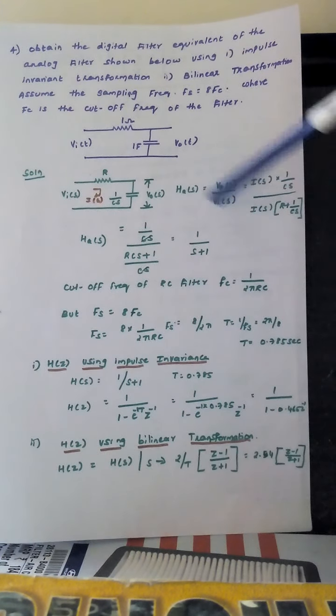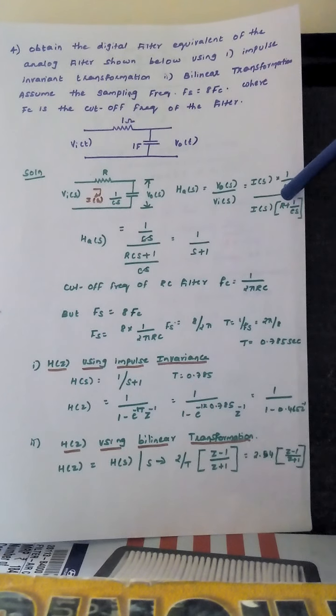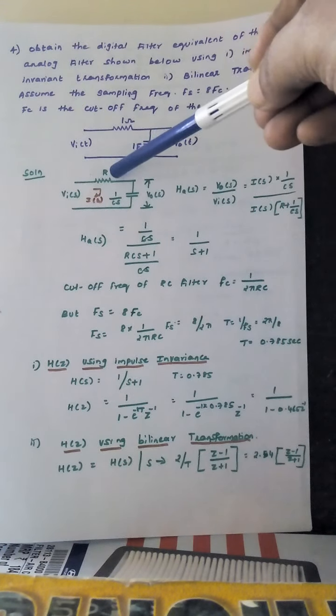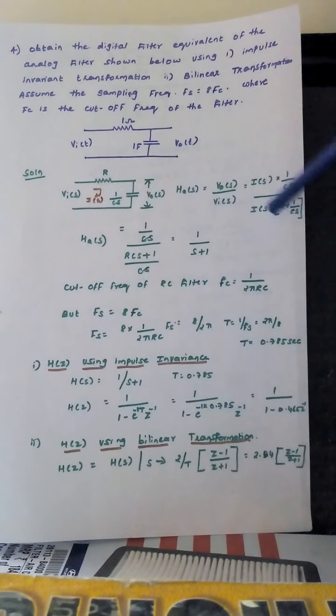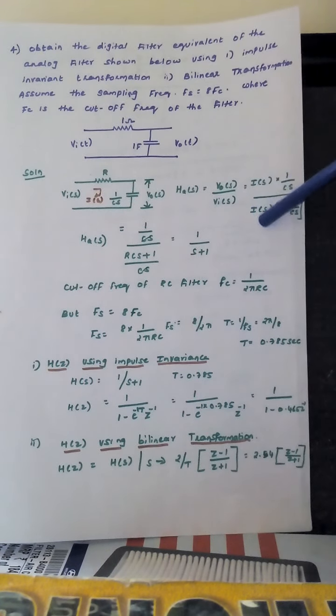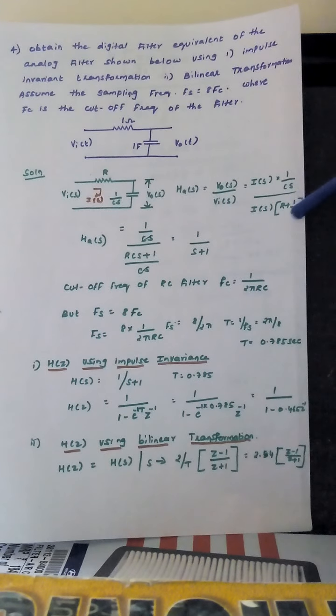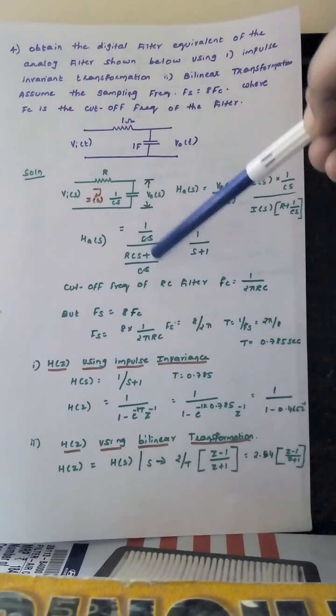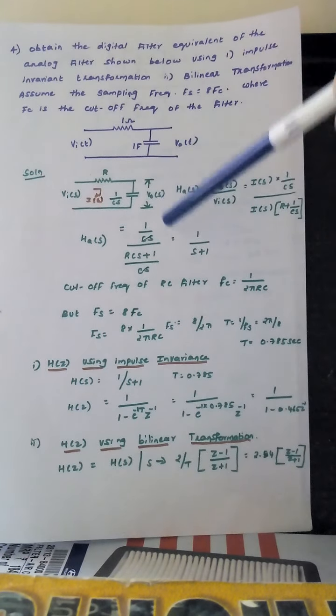So Vi of s will be equal to I of s into 1 divided by cs, and the output will be equal to R into I of s plus 1 by cs into I of s. If you take I of s outside, you'll get R plus 1 by cs. So here I of s will get cancelled. If you are cross multiplying, we'll get R into cs plus 1 divided by R into cs. So here the cs will get cancelled, and we'll get 1 divided by RCs plus 1.